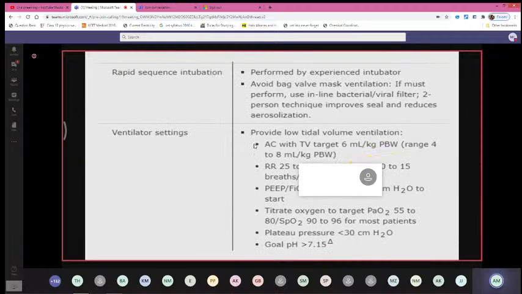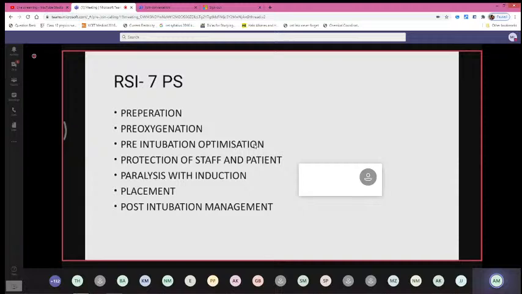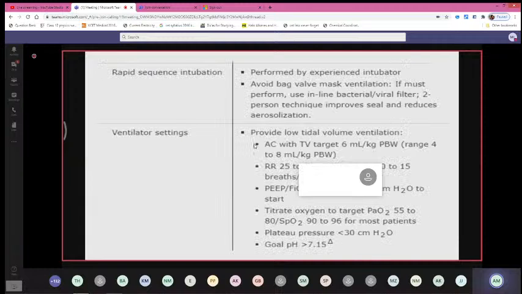So once rapid sequence intubation is done, we have to connect the patient to a ventilator. It will be a little high level for you, because management of the ventilator in an ARDS patient is a topic in itself.